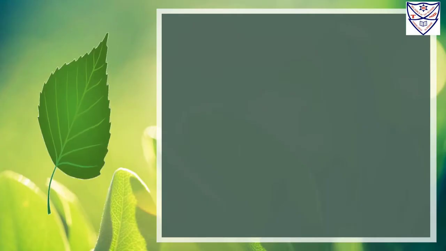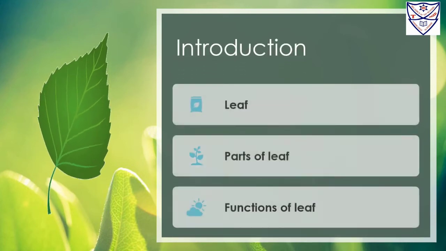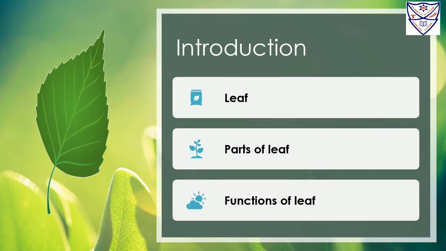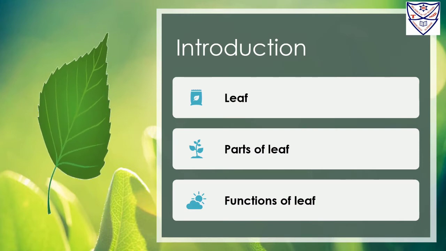Now in this chapter, we will learn about the leaf, parts of a leaf and functions of a leaf. Now children, you know leaves and flowers are parts of plants. We can see different types of leaves in the plants around us. Let us learn more about the leaf of a plant.